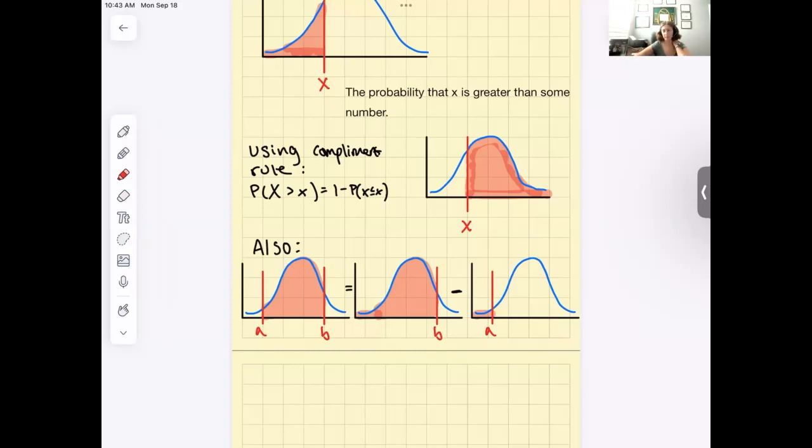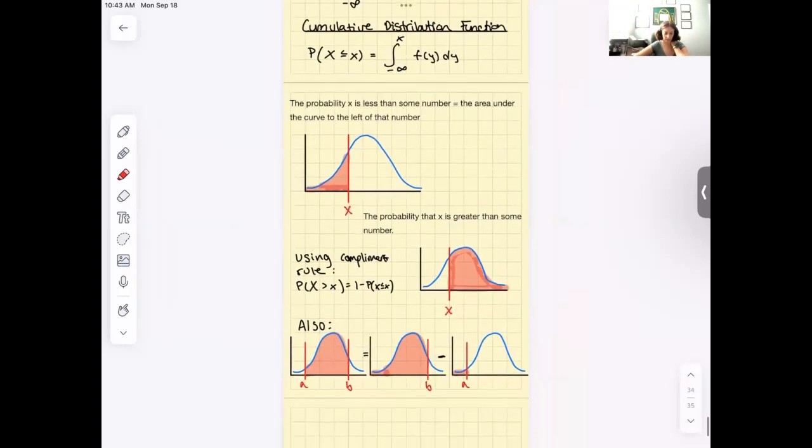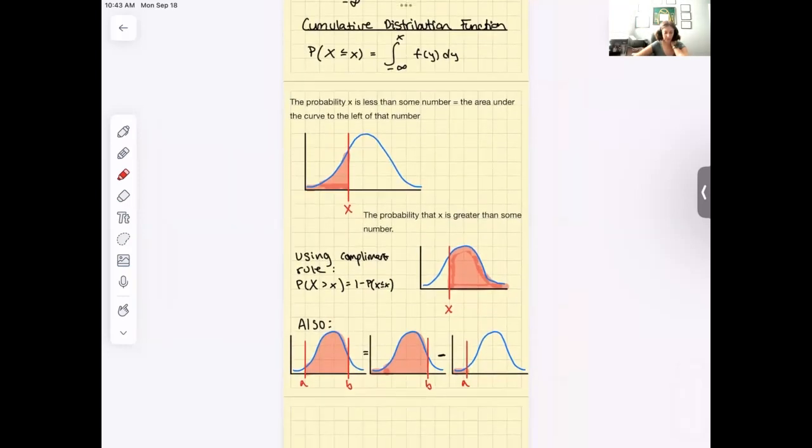Okay, so if I want the area between two points, and we are using the cumulative distribution function, which only defines the area under the curve to the left of some number, but we want it between two points, then we are going to just do to the left of the rightmost point minus to the left of the leftmost point, and that'll give you the shaded shape in between those two numbers. Or if you want it to the right, when the cumulative distribution only gives you to the left, then you're going to use the complement rule of 1 minus the probability. Questions so far?